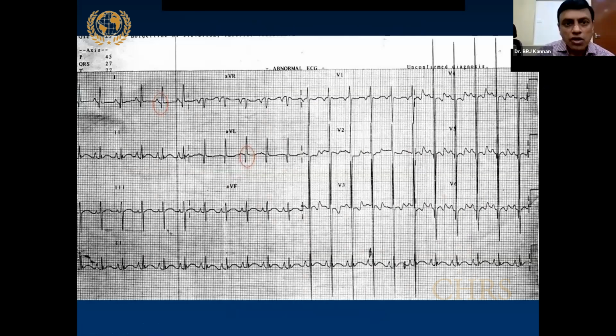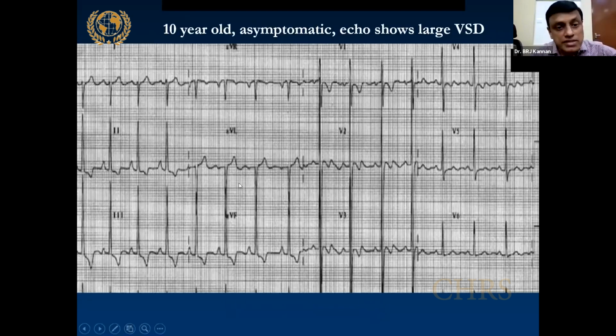Okay. Now, this is a 10-year-old child, asymptomatic, echo shows large VSD. Now here, it's a right axis deviation. RV strain. There is no LV forces. So we know that the child is again, as I gave an example of ASD, a child who has gone towards Eisenmengerization. These are the features where ECG suggests that inoperability is probably there.